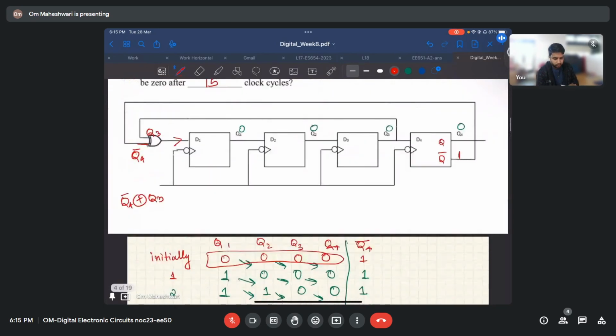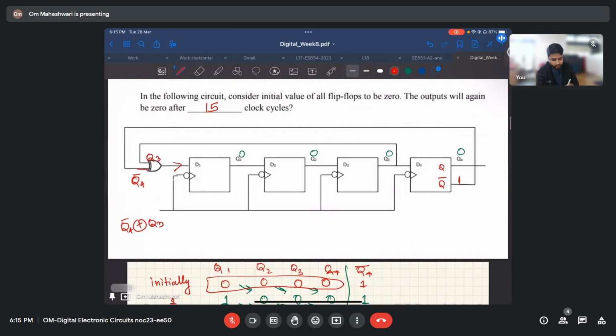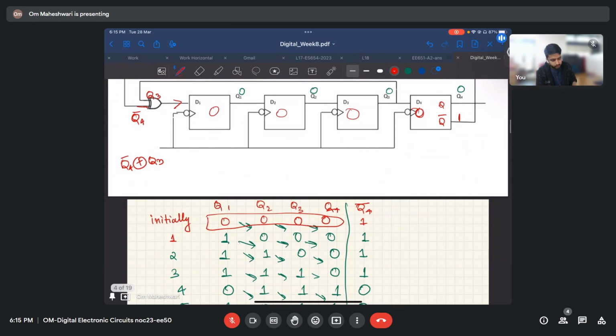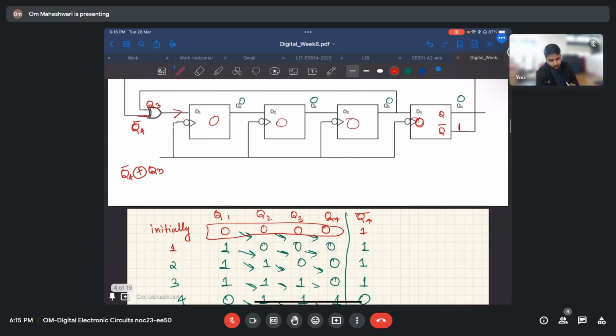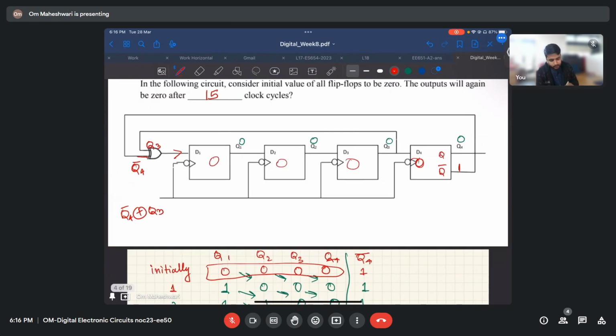I'll just repeat what we were doing here. We had 0, 0, 0, 0 initially. Then the input to the first flip-flop was Q4 bar XOR Q3. I checked at each cycle what Q4 bar XOR Q3 is and sent it as the input to this D1 flip-flop, and the rest will just shift.